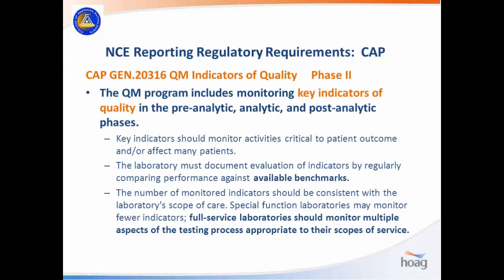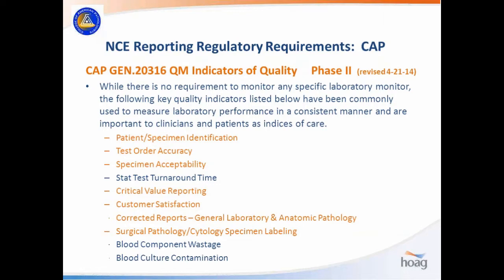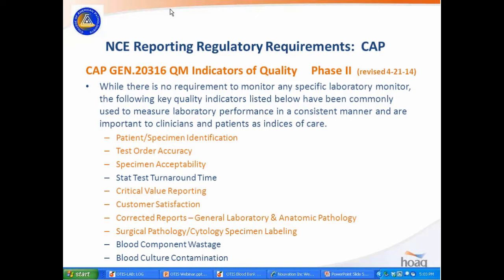And so I'm going to talk a little later about how we use our NCE tracking and trending to select our key indicators of quality, at least in part. And then there's no requirement for any specific laboratory to monitor continuing with the key indicators of quality, and this was just revised on the most recent checklist. But there's a suggestion of things to monitor, and you can see that list here. So all those ones that you see there in orange are being monitored through our Occurrence Tracking Information System, or OTIS.